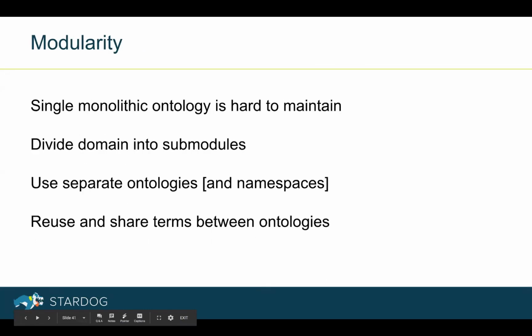Moving on to modularity, a single monolithic ontology is hard to maintain, not to mention it's hard to develop or finish in the first place. What helps is to divide your domain into submodules. So, for example, if we have a financial domain, we could have a submodule for banking, one for loans, one for mutual funds, and so on. Use separate ontologies and namespaces for each of these modules, but then reuse and share as many terms between them as possible. So the banking and loan modules might have the same class to represent people or currencies.